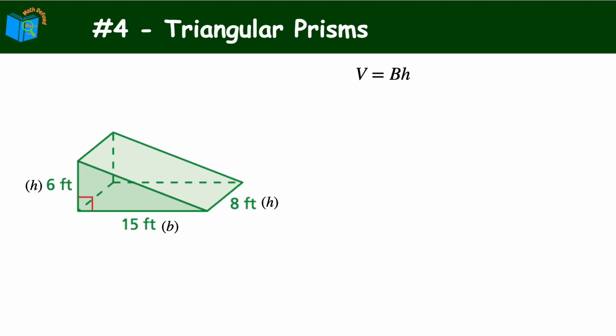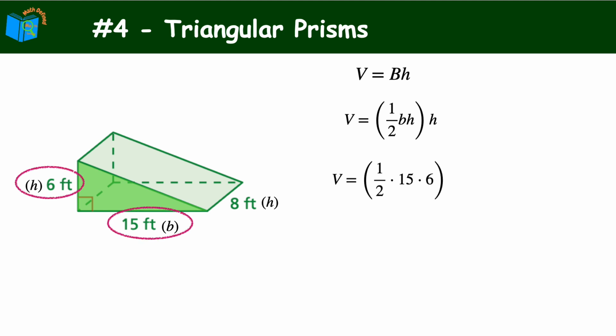This is a triangular prism because its base is a triangle. So we know the formula we need to use is 1/2 base times the height of the triangle times the height of the prism. Plugging in the numbers, we get 1/2 times 15 times 6, and then the height of the prism is 8. Again, before we multiply, let's get rid of this fraction.